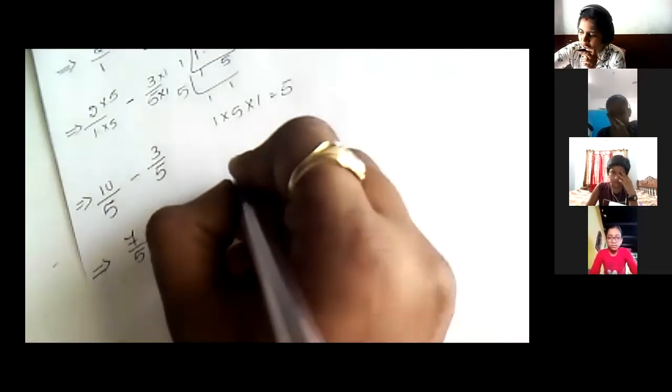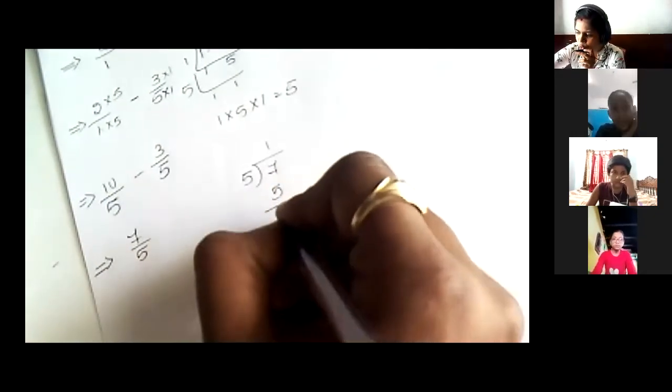So it's an improper fraction. Numerator is greater than denominator. Improper fractions we can convert to mixed fractions. Only improper fractions can be converted to mixed fractions. So I will convert this. I will divide it. 5 1s are 5, 2 remainder.